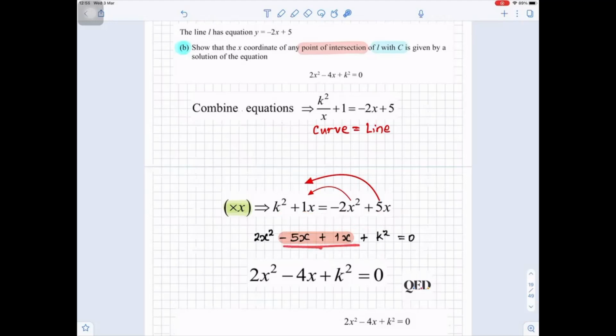We collect like terms. Minus 5x plus 1x is minus 4x. So you end up with 2x squared minus 4x plus k squared equals 0. QED, as required to show.